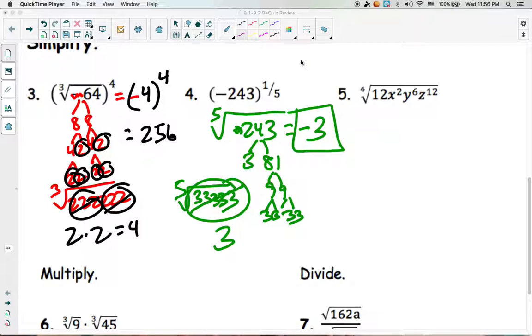ReQuiz review 9.1 to 9.2. Question number 5. We have the fourth root of 12x squared y to the 6 z to the 12th. We are going to simplify this. First, we're going to just break it down into individual parts.